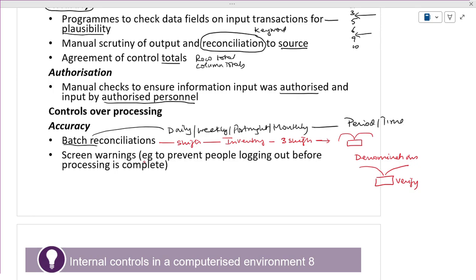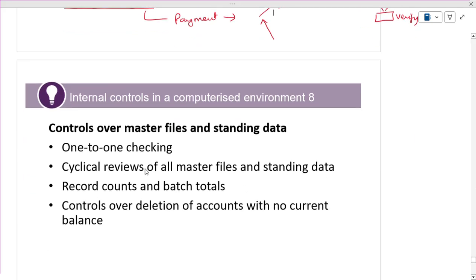Screen warnings to prevent people from logging out before processing is complete. They'll say you are making some payment, hold it for a while, don't exit till processing is complete. Otherwise, if you break the process by exiting, your account will be debited, but the other account will not get credited. That is the reason for the screen warnings. This is all we are doing; there is nothing new.